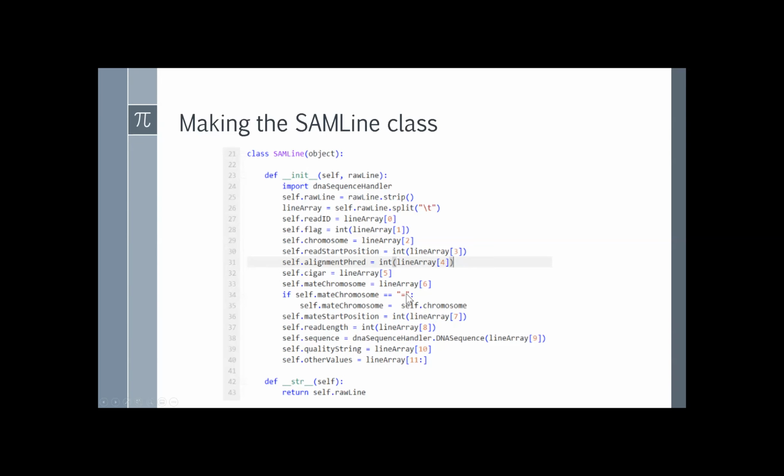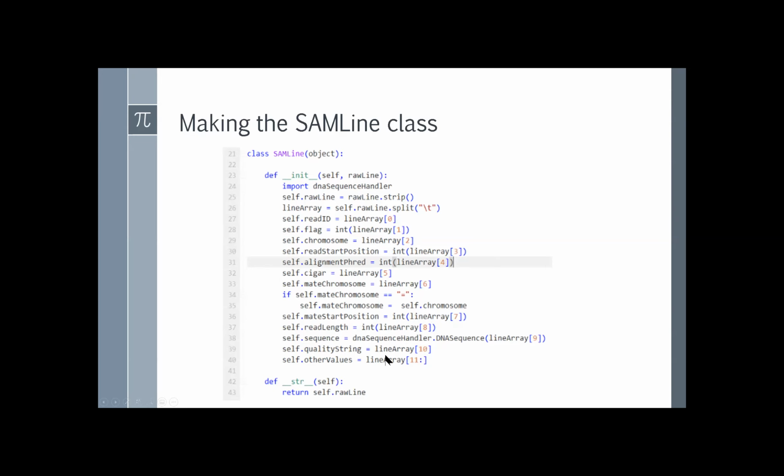Here we're saying that if the mate chromosome is the equal sign, then the mate chromosome is actually just self.chromosome because the equal sign means it's the same thing. So this looks like a long line of basically repetitive code, and essentially it is. All I'm doing is taking that SAM line and assigning a bunch of different attributes of this object based on those things, just going in order from 0 all the way down to the 11th element, which is index number 10.